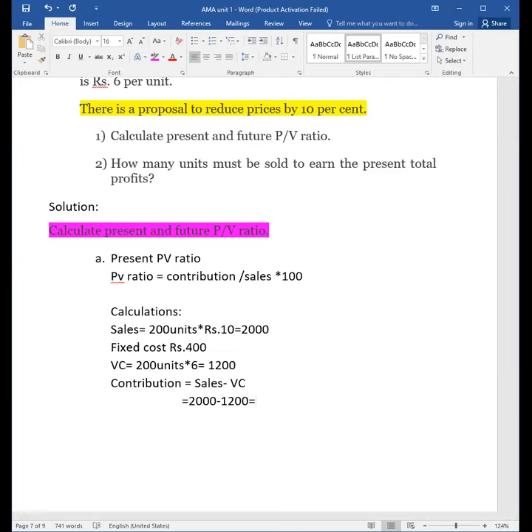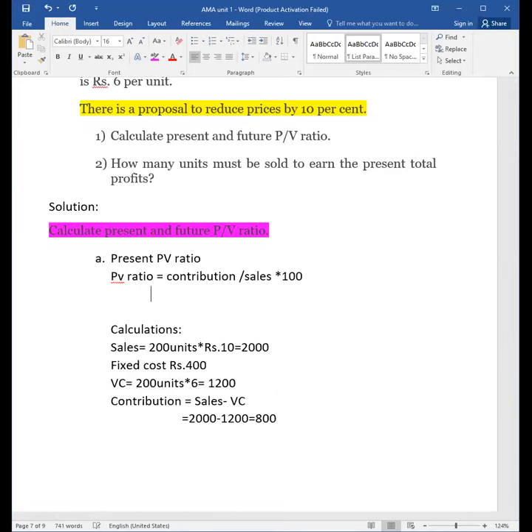800. So now you can easily calculate your PV ratio. PV ratio: contribution is equal to how much? 800 divided by sales, which is 2,000, into 100. It's 40%. So 40% is your present PV ratio.